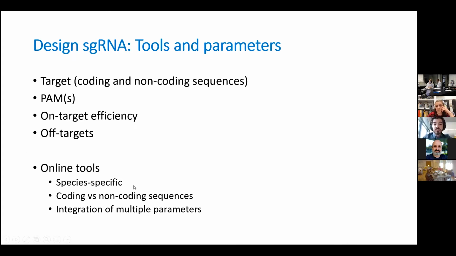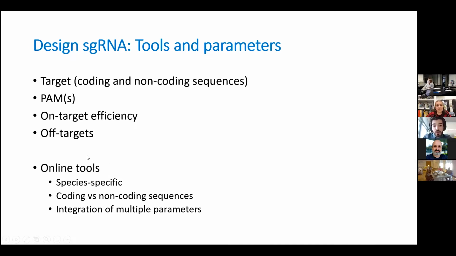Generally, these online tools are species specific, or you choose the species that you are working with, because there may be specificities to the species, but mainly because if you want to look at on-target efficiency and particularly at off-targets, of course, you need to be aware of the full genome of the species. If you are working with Streptomyces, you need to be aware of the full genome of Streptomyces to look for off-targets.